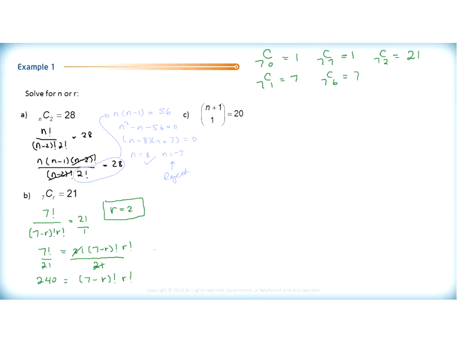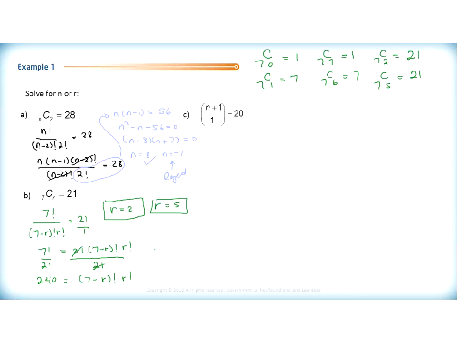But is that the only possible answer? Well, there's a bit of a pattern created here. 7 choose 0 and 7 choose 7 are both equal to 1. 7 choose 1 and 7 choose 6 are both equal to 7. So is there another possible answer that will equal 21? And the answer is yes. The C of 7 choose 5, if you check it on your calculator, will also be 21. So R could equal 2 or R could equal 5. So there are 2 possible answers here.